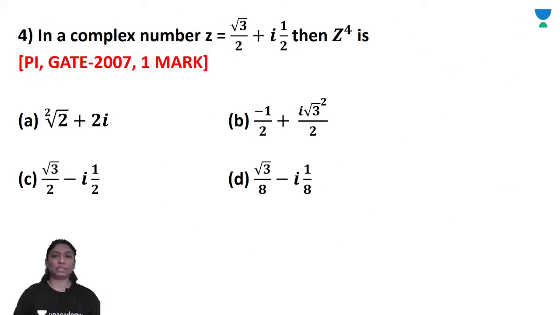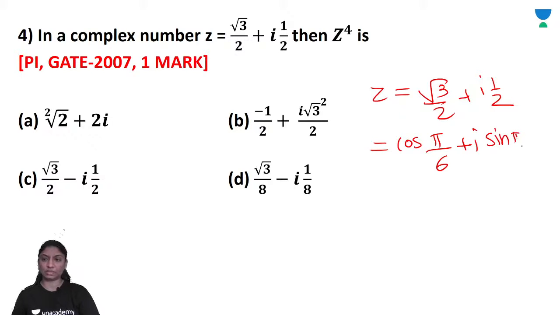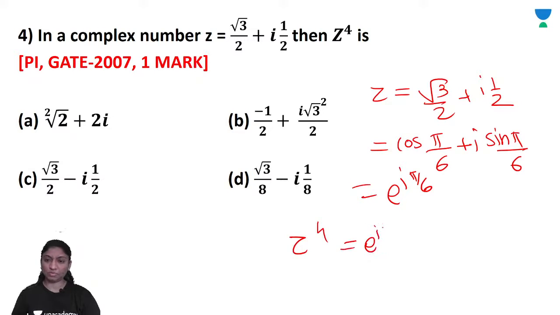Now, if a complex number z is equal to root 3 by 2 plus i 1 by 2, then z raised to 4 is. So we'll calculate here, z is equal to the given root 3 by 2 plus i 1 by 2. So root 3 by 2 it means what? Cos pi by 6 plus i sin pi by 6, which is equal to e raised to i pi by 6. So z raised to 4 means e raised to i 4 pi by 6, which is equal to e raised to i 2 pi by 3.